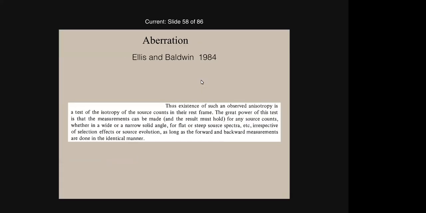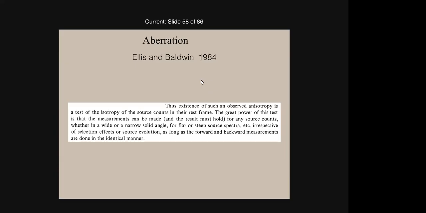And the reason why this is very powerful is because it's independent of the distance to the source. So no matter where your source is, how far it is from you, from the aberration angle you can find your motion. So it's independent of the source. And it is indeed very, very powerful. So this is what they wrote, actually.